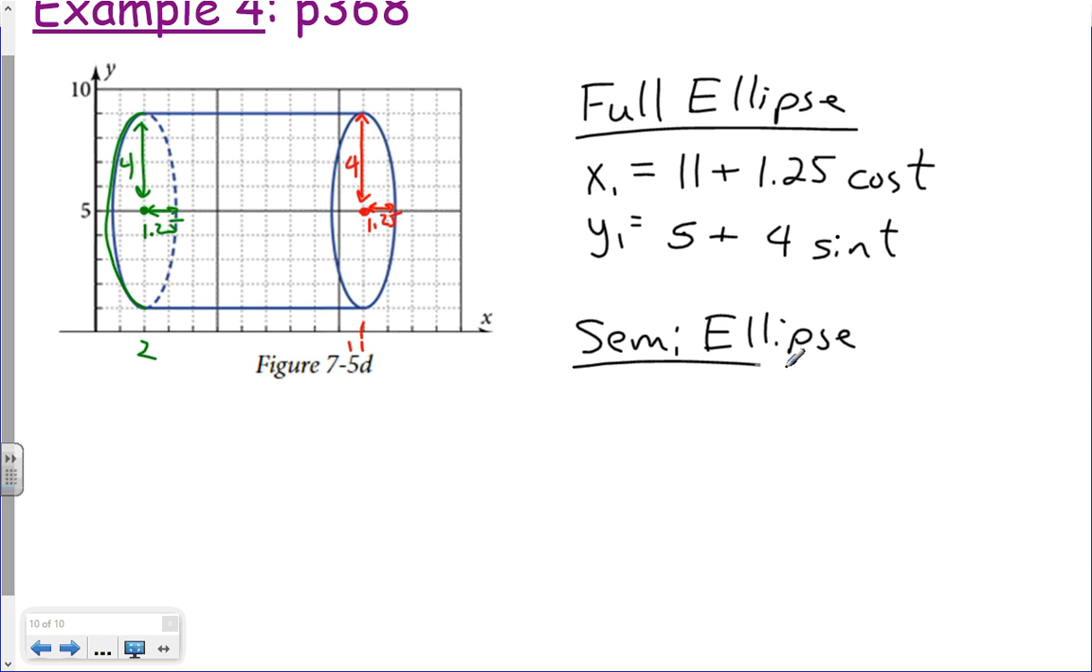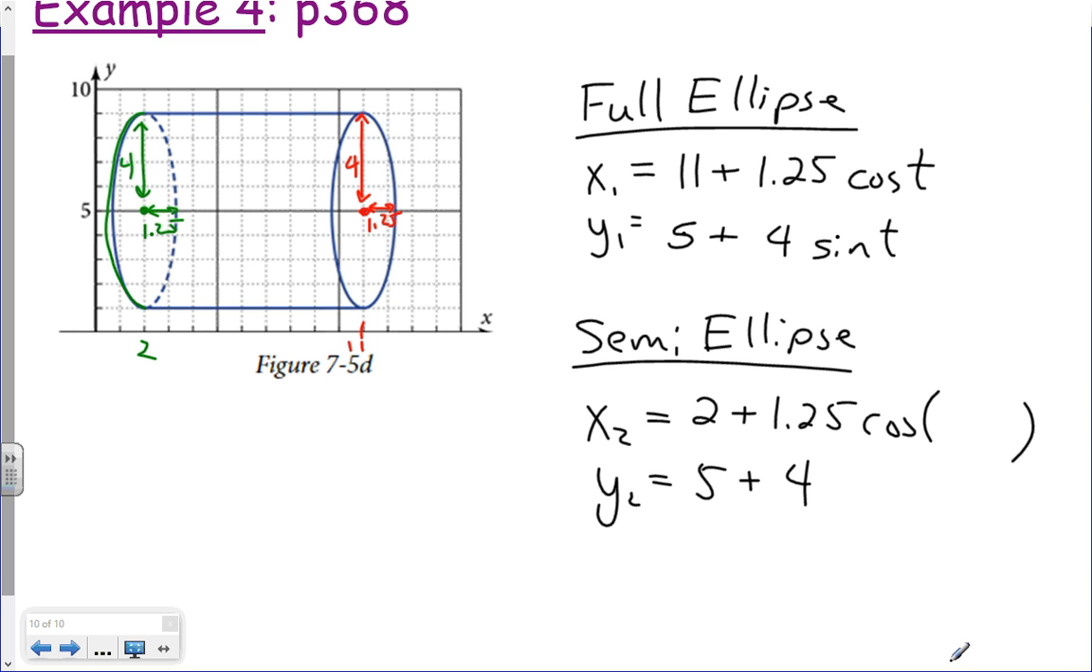Now this will have to deal a little bit with that value t. We'll deal with that at the very end though for each of these. Let's call this x2 and y2. Again, the center is at 2, 5, so that's our h and our k. And we've got our x and y radii. Our x radius is 1.25, our y radius was 4, and we multiply our x's by cosine.